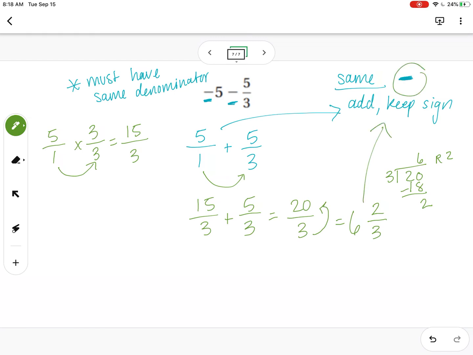And remember, that was supposed to be negative, as our sign said over there. So our answer is going to be negative 6 and 2/3. All right.